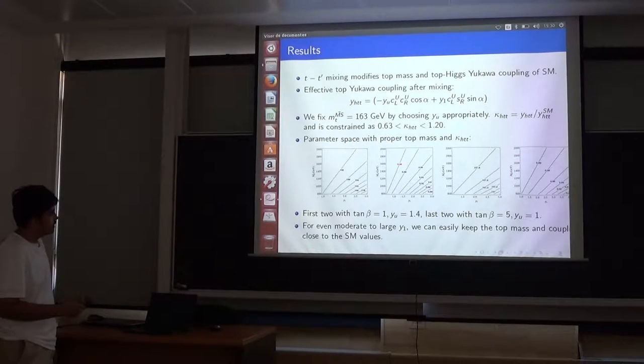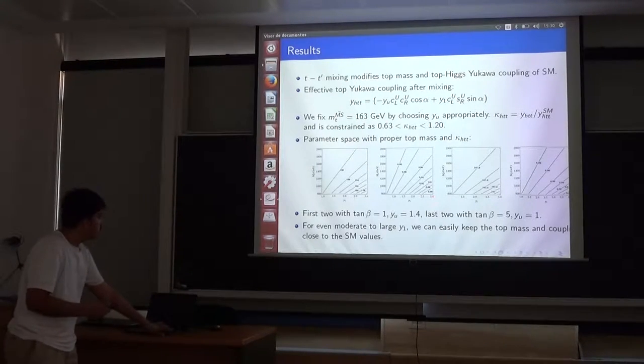So this is the KHTT coupling, and we see that for large Y1 it can be kept very close to the Standard Model value very easily. So we are first satisfying everything that can be affected due to the 125 GeV Higgs. The couplings and the top mass, which comes from the Higgs expansion, are the Standard Model ones, where we can keep everything fixed even in this model.